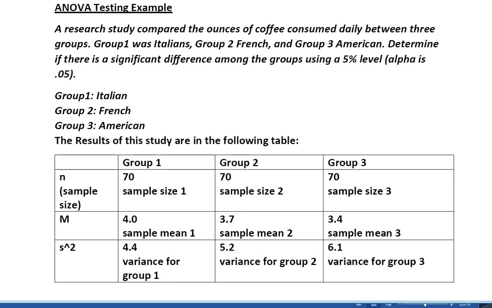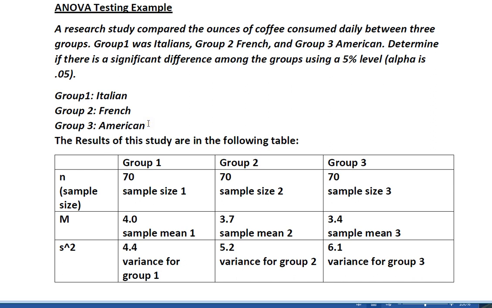So in this particular test, we're looking at the number of ounces of coffee consumed every day by three different groups of people. The first group are Italians, the second group French, and the third group American. Remember, we use ANOVA testing when we have more than two groups that we're comparing. We also use a one-way ANOVA test when we have only one independent variable. In this case, our independent variable is ethnicity, and our three groups are Italian, French, and American.